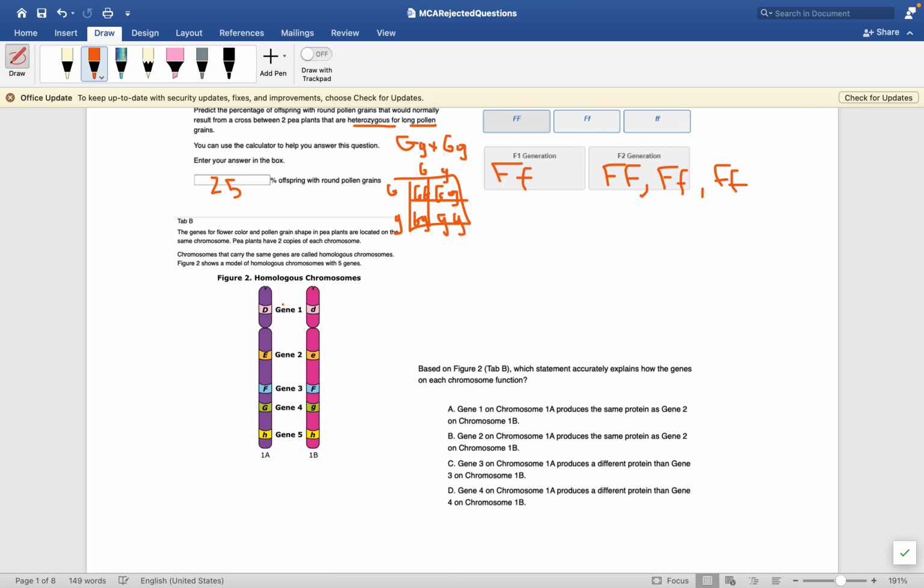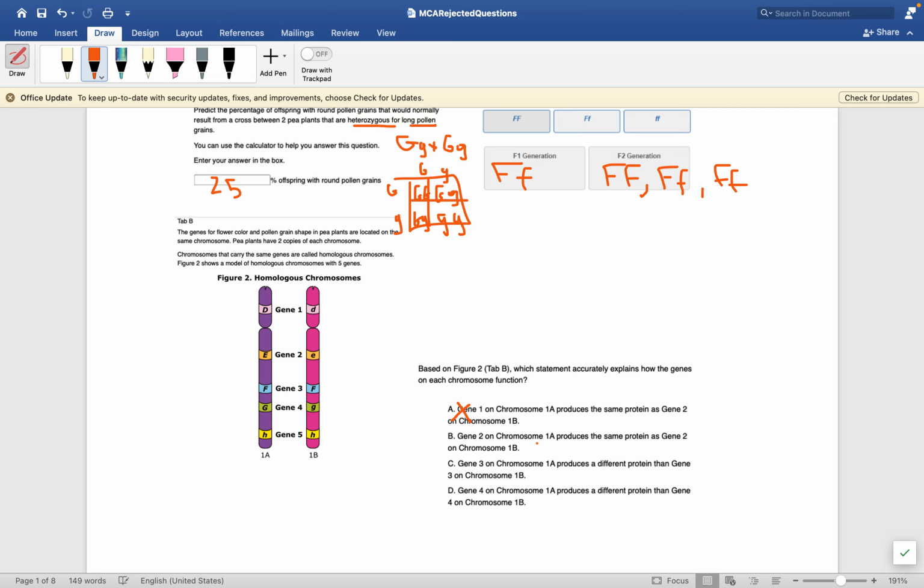This gene codes for, we'll just say, protein 1, and gene 2 codes for protein 2. So that statement is incorrect, okay? If we're pea plants here, this might be the gene for flower color, and this one might be for pollen grains, and this one might be size. All right, let's read on here.